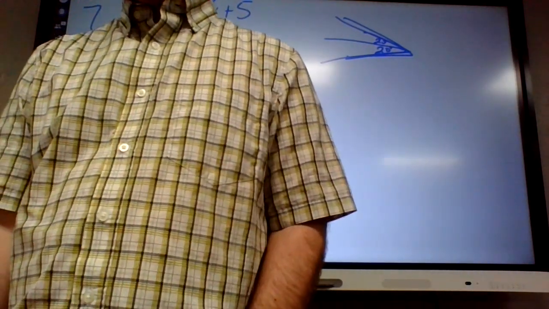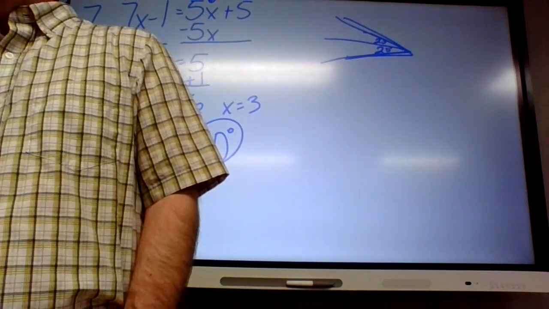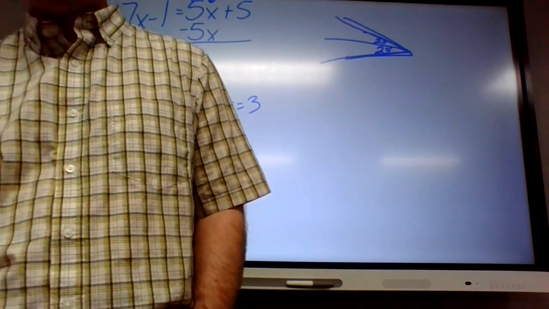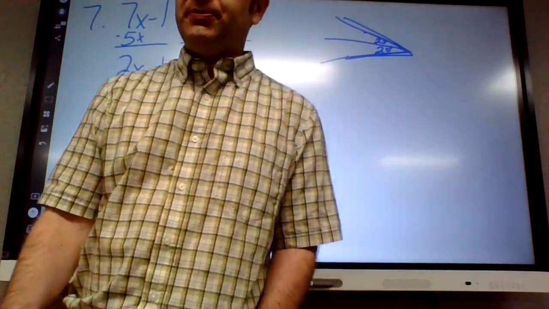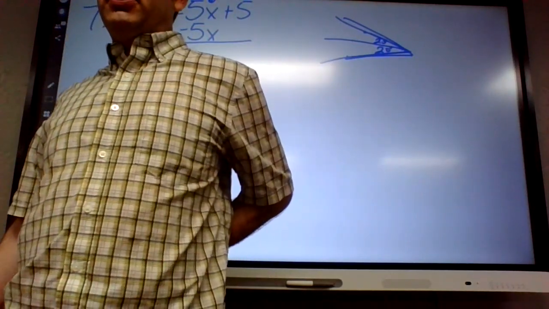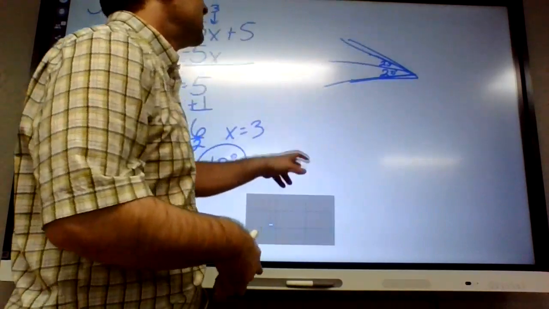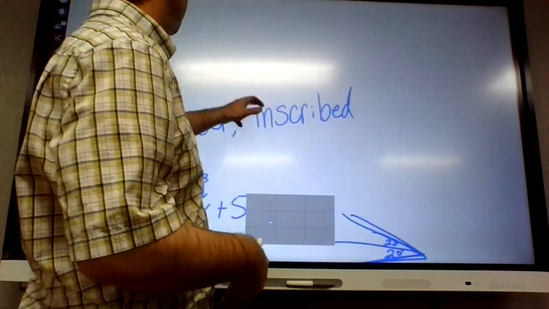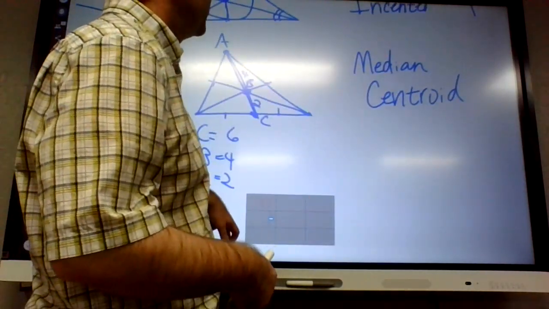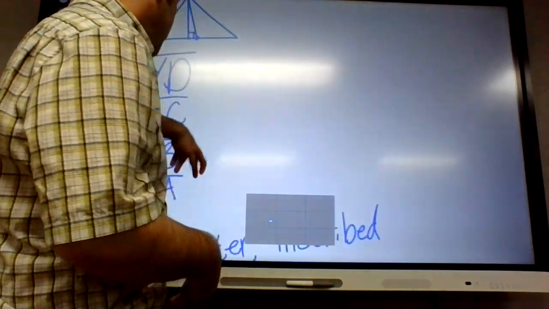Okay, on number 9, if you look at number 8, it says name the medians, just like number 2 did. It said name the other thing. So number 9, what is the name of point D? Where do medians meet? Centroid. If you took notes, you got that down.